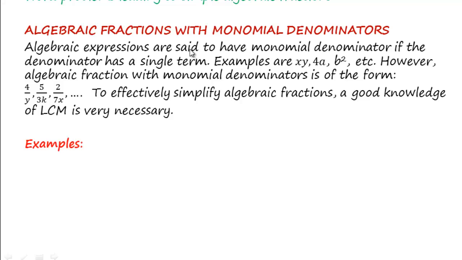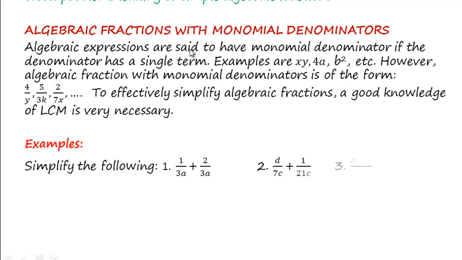Let's press further. Examples. Simplify the following. Number one, 1 divided by 3a plus 2 divided by 3a. Number two, d divided by 7c plus 1 divided by 21c. And number three, a minus 2b divided by 3 plus a minus 3b divided by 5.